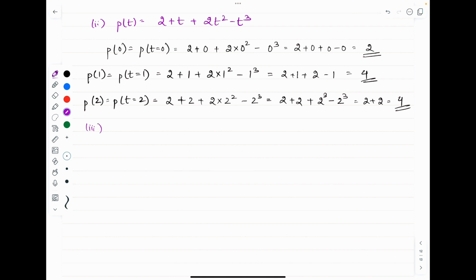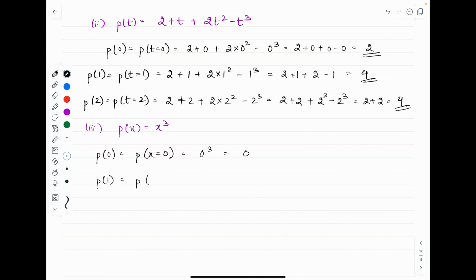Third question given as P of x equals to x cube. P of x is x cube. So we have to find P of 0. P of 0 means what? P of when x equals to 0. So instead of x cube it is 0 cube. 0 cube is 0.